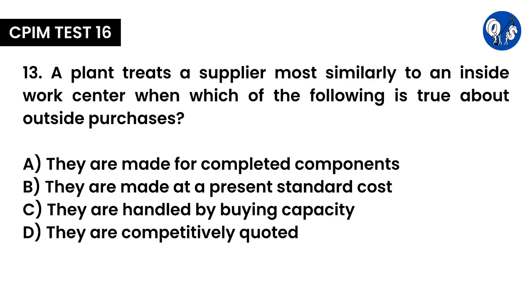Question number 13. A plant treats a supplier most similarly to an inside work center when which of the following is true about outside purchases? A. They are made for completed components. B. They are made at a present standard cost. C. They are handled by buying capacity. D. They are competitively quoted. Here the correct answer is C, because when a supplier is treated like an internal work center, the focus shifts to purchasing capacity, time or resources rather than specific items. This mirrors internal scheduling and load management practices.